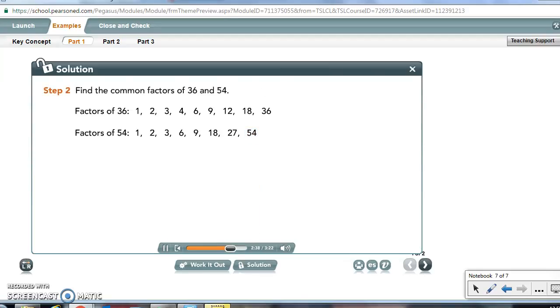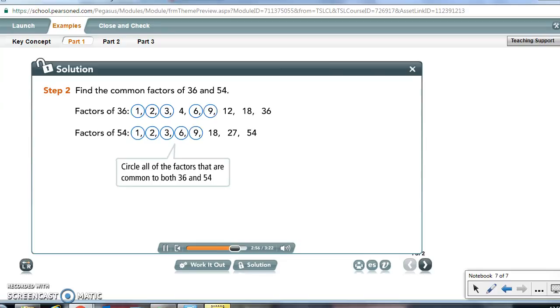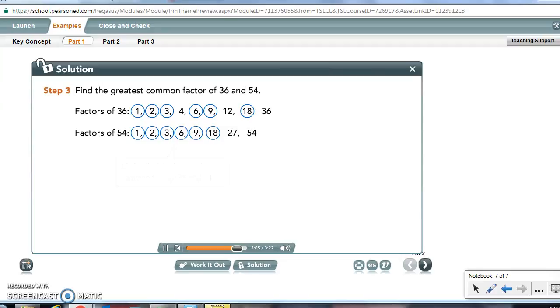Step 2. Find the common factors of 36 and 54. Circle all of the factors that are common to both 36 and 54. 1, 2, 3, 6, 9, and 18 are all common factors. Step 3. Find the greatest common factor of 36 and 54. The greatest common factor is the common factor with the greatest value. The greatest common factor of 36 and 54 is 18.